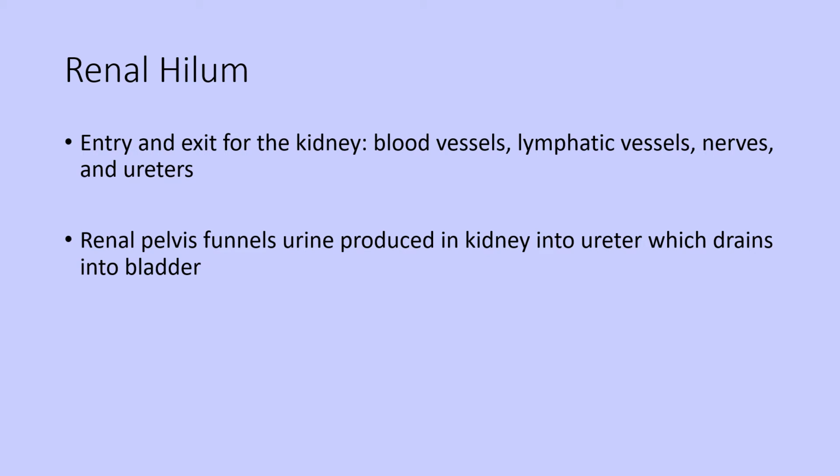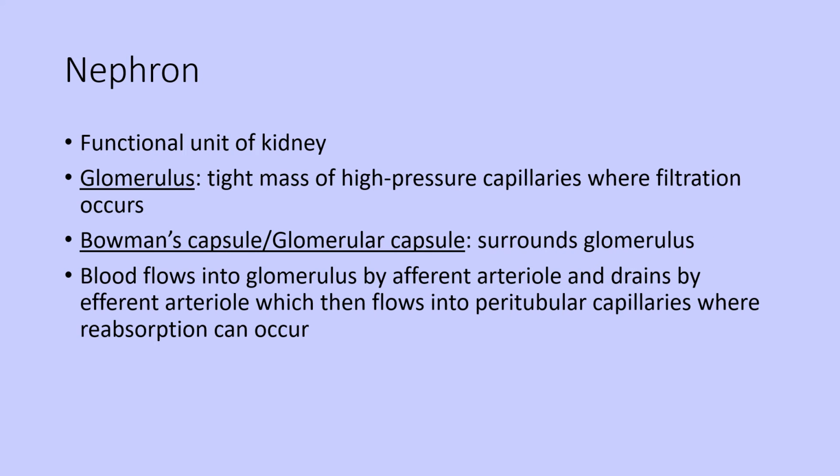The renal hilum, this is that area where things come into the kidney and leave the kidney. So your blood vessels, your nerves, the ureter, and also your lymphatic vessels there. The renal pelvis, that is kind of that funnel area right before the ureter where it's going to drain it down the ureter and eventually into the bladder.